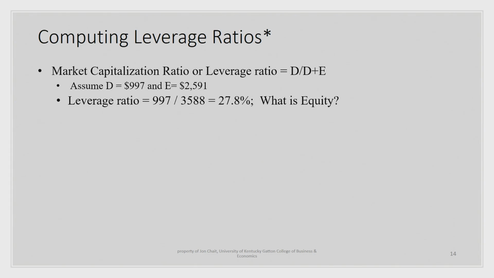We frequently will abbreviate the denominator D plus E as V, and V is value, or market value. It'd be helpful to remember that, because particularly when I'm writing on the board, I default frequently to D plus E.